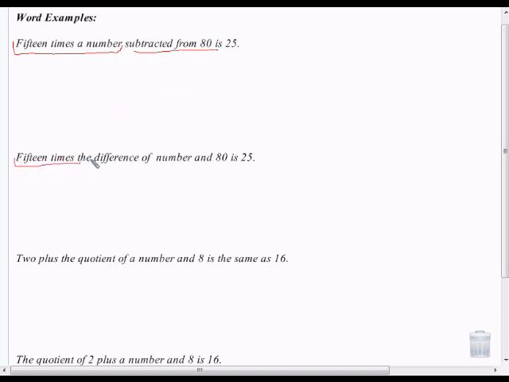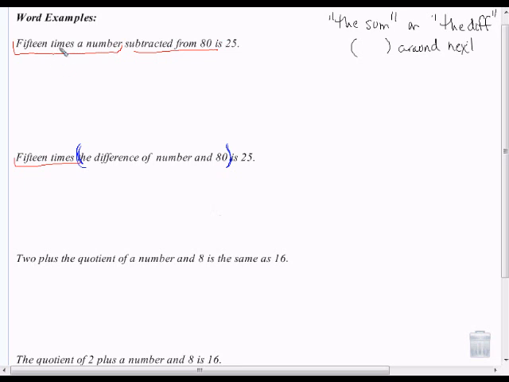Here I have 15 times the difference of a number and 80. If you have some number times the sum or the difference, that puts parentheses. So if you see the sum or the difference, then you have parentheses around what happens next. So here, because I have the difference, this part is going in parentheses.